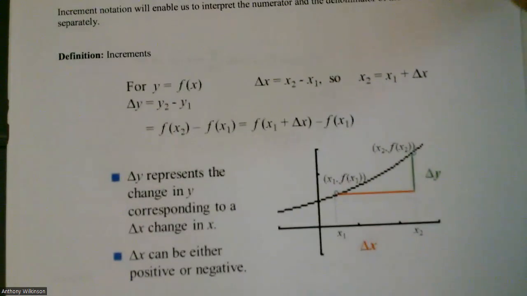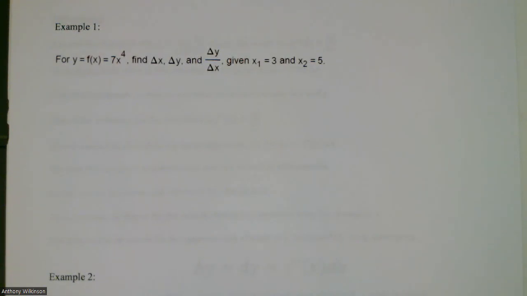Okay, so let's look at this first example, where we have y equals f of x, which is equal to 7x to the fourth. We want to find delta x and delta y, and the change in y divided by the change in x, or delta y divided by delta x. And we're given that x1 is equal to 3 and x2 is equal to 5. So we're going to start this problem off by identifying what delta x is.